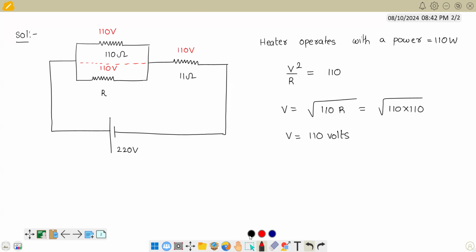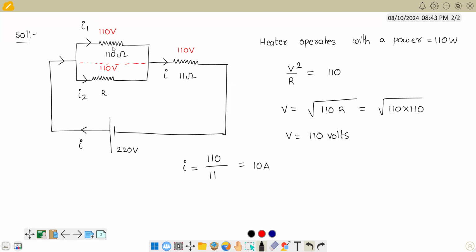Once we got this, let us try to find the current I in the circuit. Let us assume I is the current flowing in this. It will divide itself into two parts. Let me call this I1 and let me call this I2. So from this information, we can find the value of I. Simply I equals to whatever is the voltage across it, 110 divided by its resistance 11. So we'll get 110 by 11. So it will be 10 amperes.